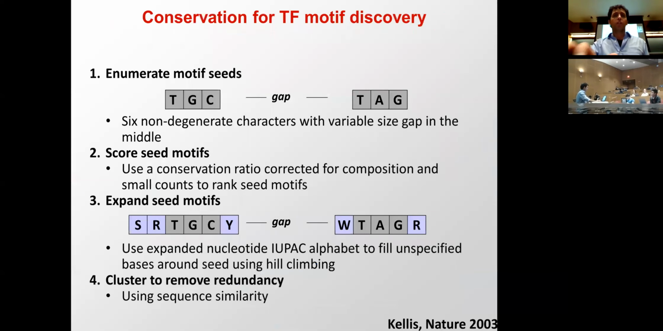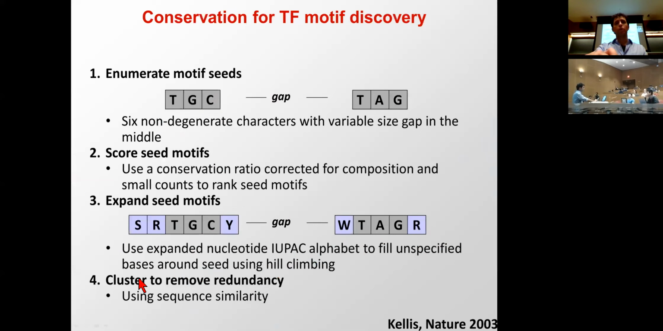So we can basically start enumerating. We can take these motif seeds, 3, gap 3, and then search them, score them. And then what we can do is actually expand them. We can allow for degenerate bases to start filling in the surrounding positions by asking, for all those conserved instances, what differentiates them, and then fill the unspecified bases surrounding this, and then progressively improve the motif until I get a higher conservation score.